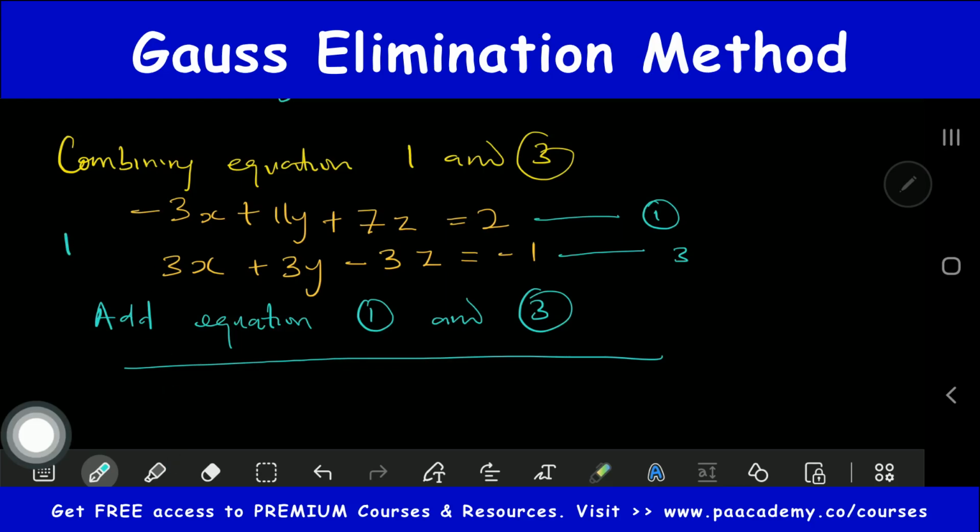So if you should add equation 1 and 3, we are having minus 3 plus 3, and that will give us 0, so this can cancel out. Okay, so with that we are going to be having 11y right here plus 3y, and that will give us 14y, and then 7z plus minus 3z, that would give us plus 4z, then equals to 2 plus minus 1, that will give us 1. Okay, so with this now we'll take this as our equation 5.